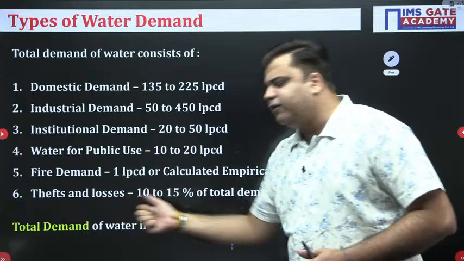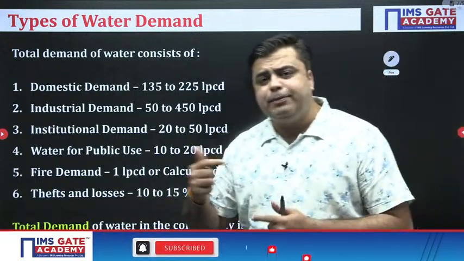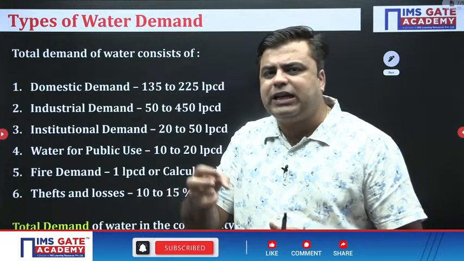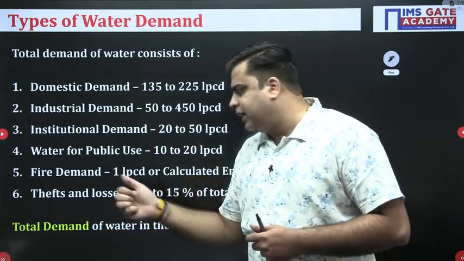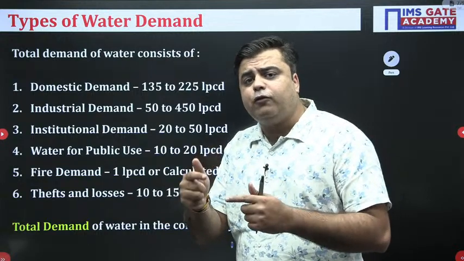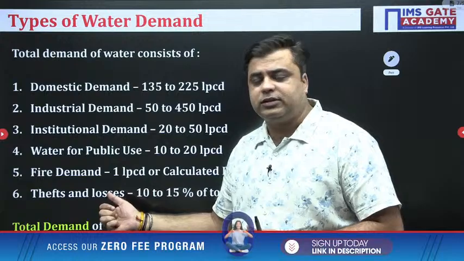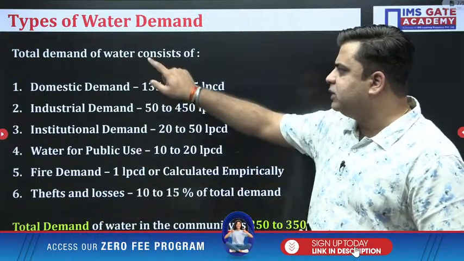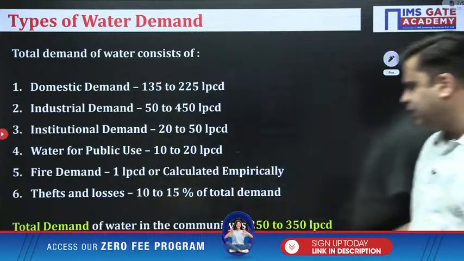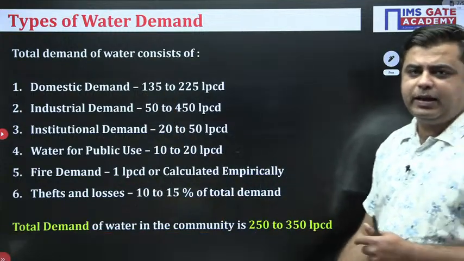Then you have thefts and losses. So while distributing the water into the community, if there are certain illegal connections which are illegally utilizing this water, then it is accounted under theft. Due to leakages, the amount of water which is lost comes under losses. So these are the different categories in which total demand is divided. This total demand varies in the range of 250 to 350 LPCD, right?